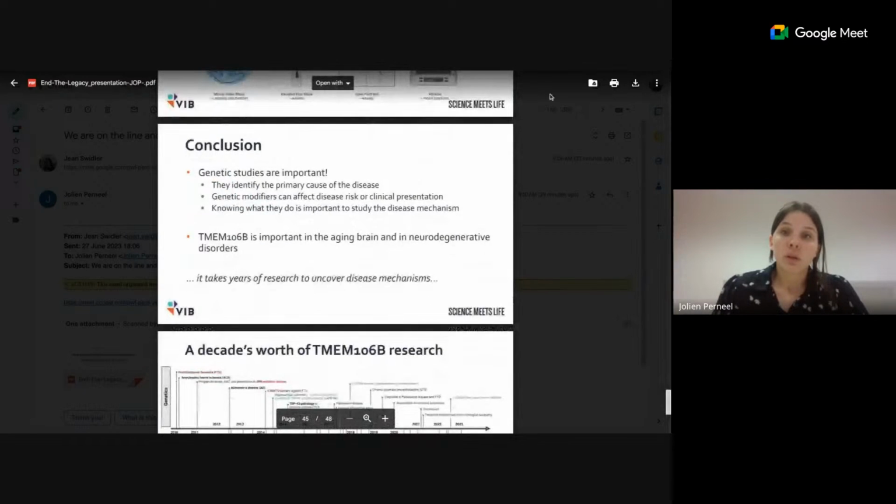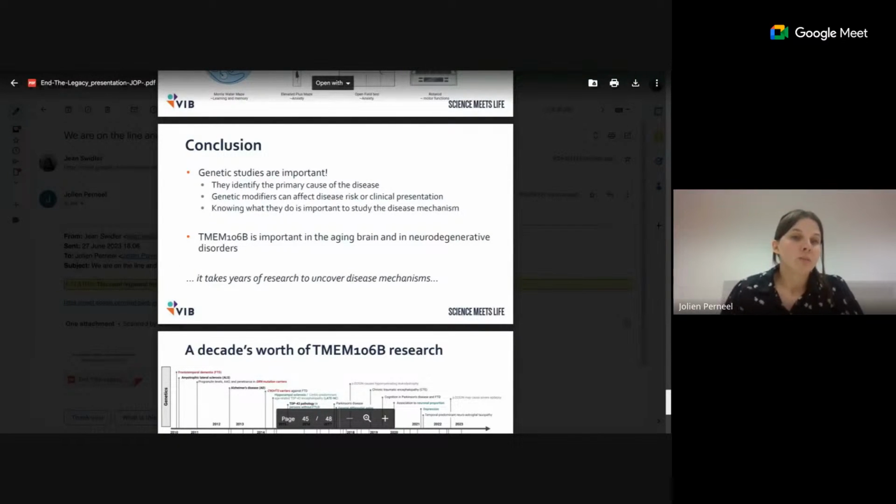So to conclude, genetic studies are very important. I hope I have been able to show you that. We need to identify the primary cause of the disease, but we also need to find genetic modifiers that can affect disease risk or maybe clinical presentation. And if we know what they do, we can try to use them first to study the disease mechanism, but also later maybe we can try to mimic this as a therapy.